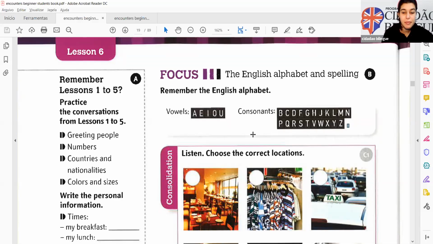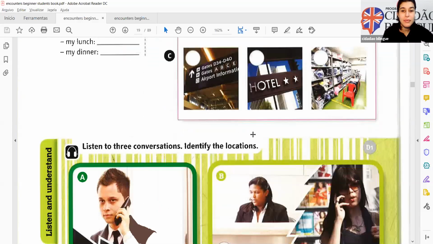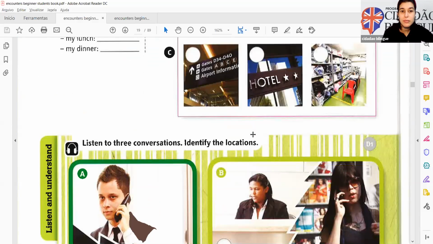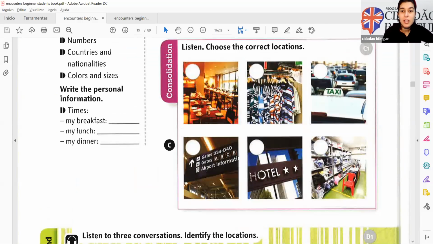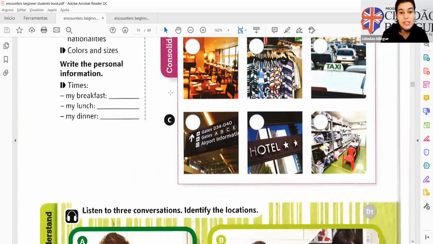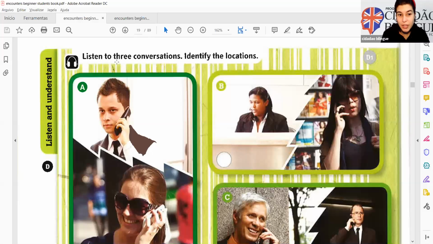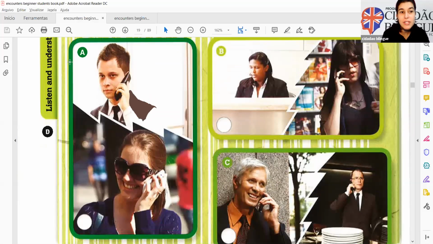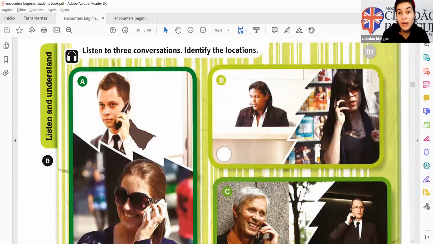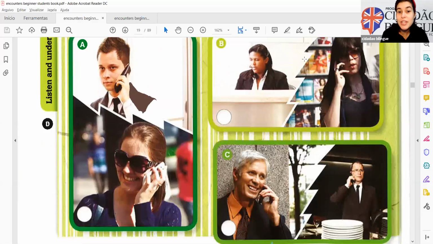So, we have right here some photos, right, of different locations, okay? These you are going to listen to, and you are going to choose the correct locations. This is going to be for homework, all right. This as well, okay? We have three little conversations that you are going to identify. So you are going to do that for homework.